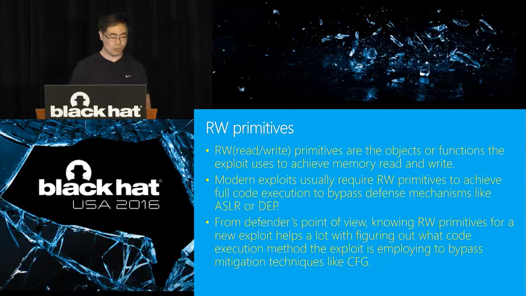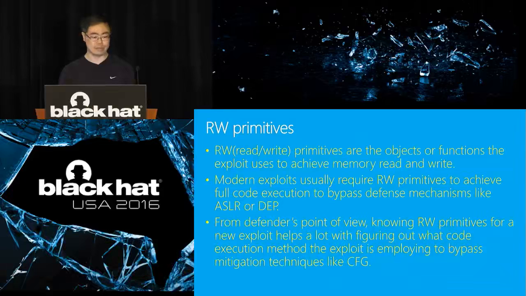That's the whole theme here: how we are blocking the execution of code even though attackers have RW primitives, and how attackers work around those. From the defender's point of view, knowing the RW primitives for Flash exploits is very important, because if you track those operations, you can figure out what technique they are using to circumvent CFG or other mitigations.